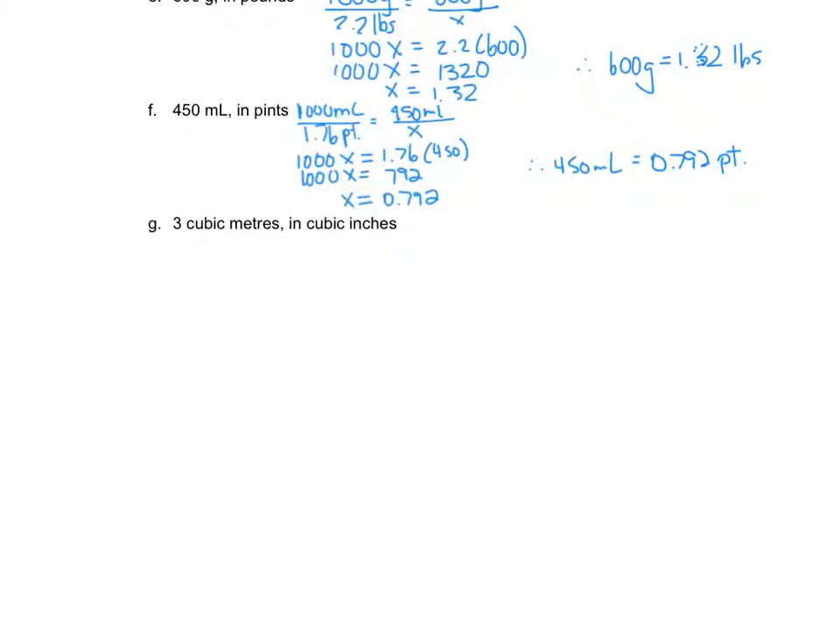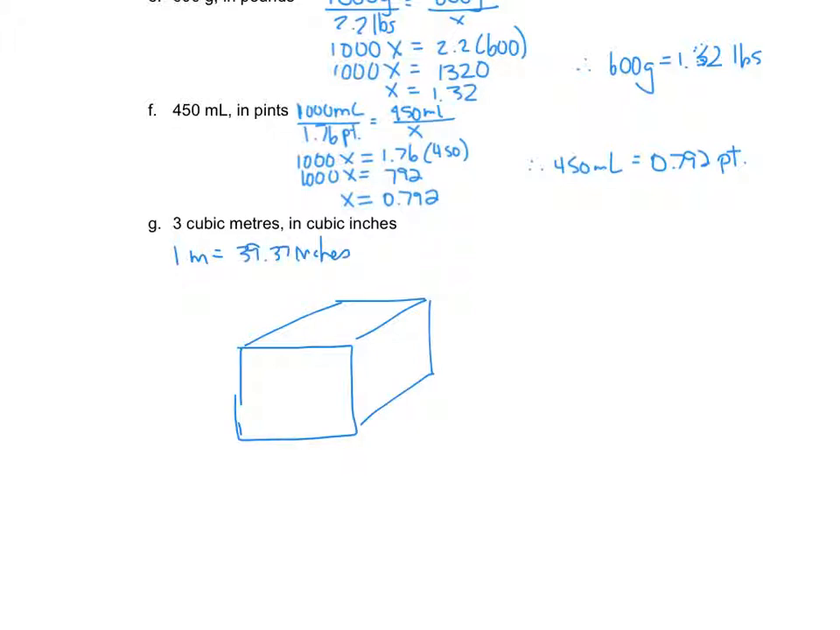Okay, and in the last one, we're converting from cubic meters into cubic inches. So once again, because we're converting in cubic units, let's picture what that means. So draw a cube. Okay, first of all, we'll picture 1 cubic meter, and then we'll multiply it by 3 at the end. So we know that 1 meter is equivalent to 39.37 inches. So that means this cubic meter is 39.37 inches on each side, length, width, and height.